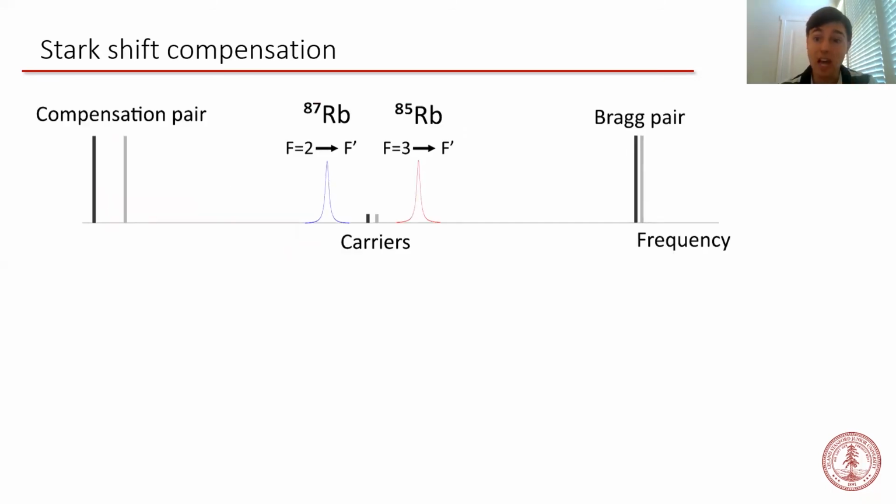We carefully designed the optical spectrum of the interferometry lasers to compensate the Stark shifts of both isotopes. This can be done because the Stark shift depends on the sign of the single photon detuning. So the shift from blue detuned frequency components can be canceled by the shift from red detuned components. This is a schematic diagram of the laser spectrum.